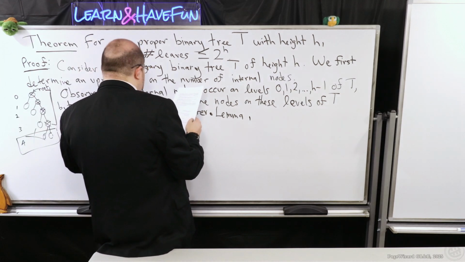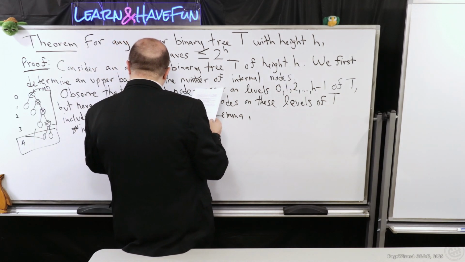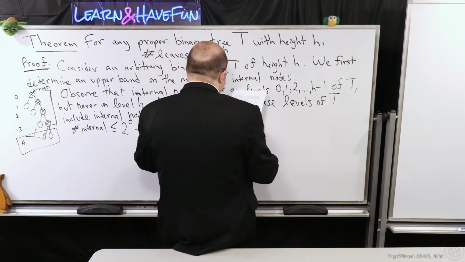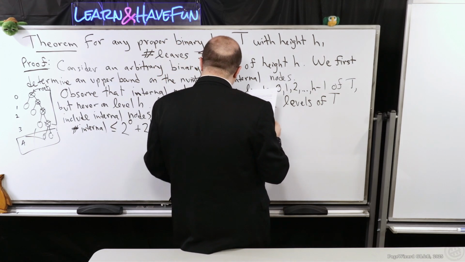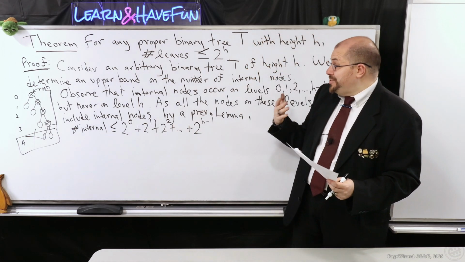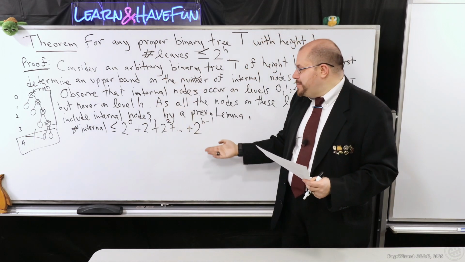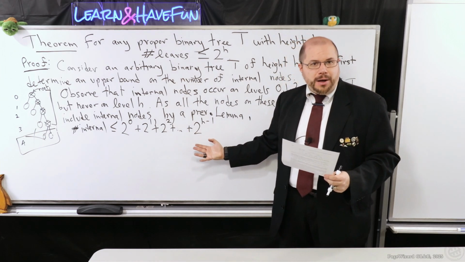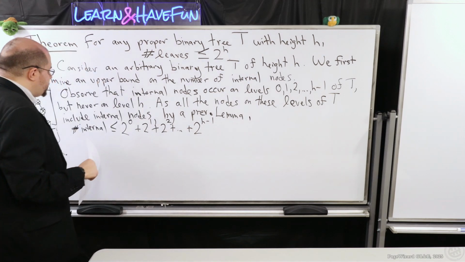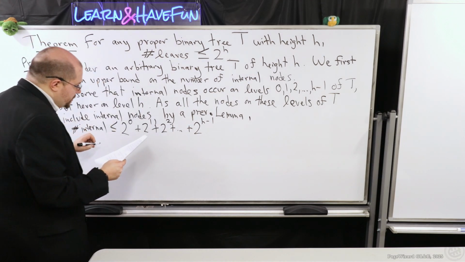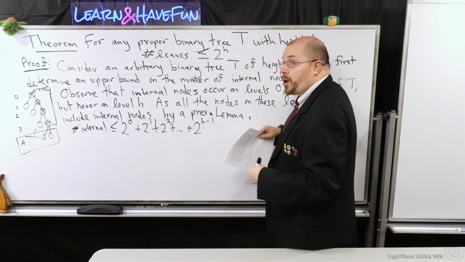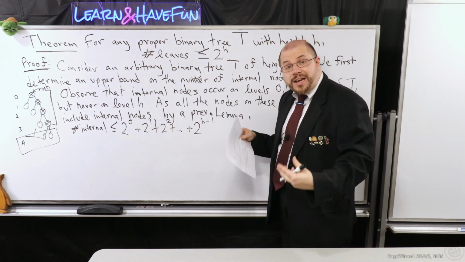is at most, well, that's level 0, level 1, level 2, all the way up to level h minus 1. This serves as an upper bound because the internal nodes occur at these levels. There might be other nodes in here, but this is most certainly a bound on it, right? So what does that mean? Well, notice that I have a bunch of terms here being added together. This is actually a finite series.